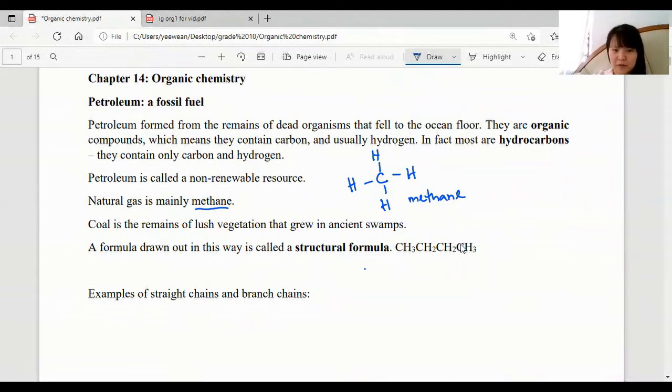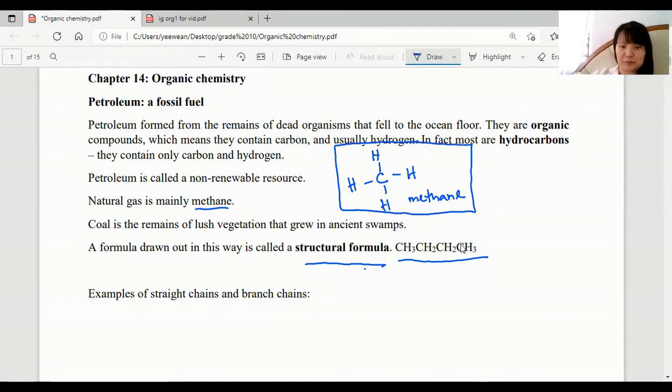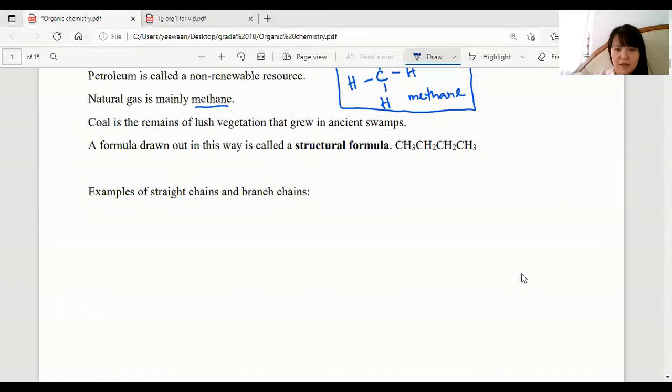For example, if I were to write this CH3, CH2, CH2, CH3, the way to present this is called structural formula. And the way I presented methane just now is a full structure, or a displayed structure, or a displayed formula. So we can present it in a few different ways. We need to know both for IGCSE. The molecular formula for this CH3, CH2, CH2, CH3 would be C4H10.